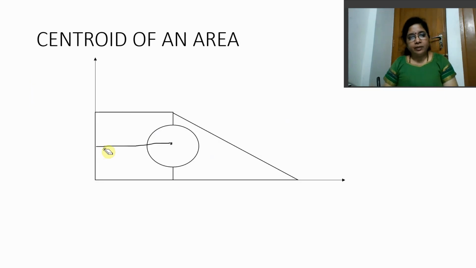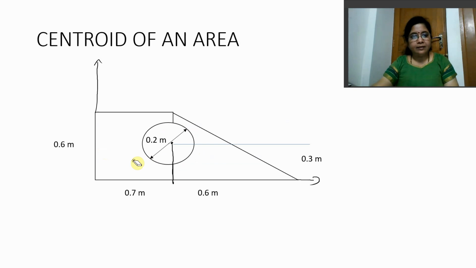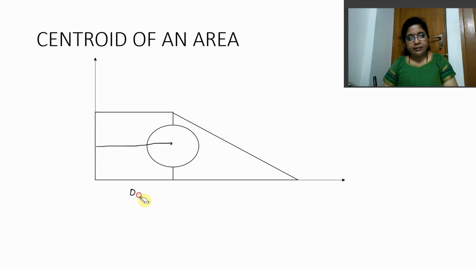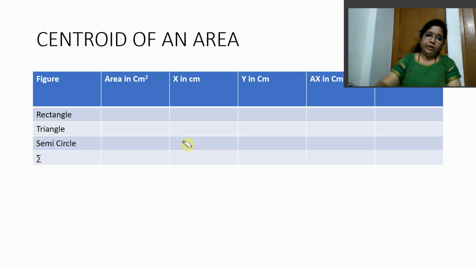Let me repeat. Your x is going to be this entire length because the center of the circle is here. And this length is, I think, 0.7. Now, this entire length is 0.6. This circle is in the center, which means this point is going to be 0.3. So, what do you do here?